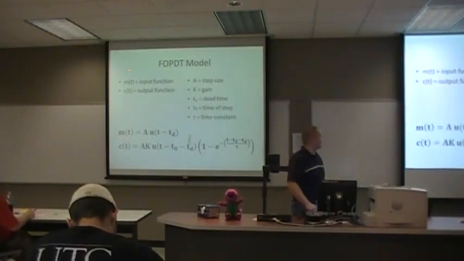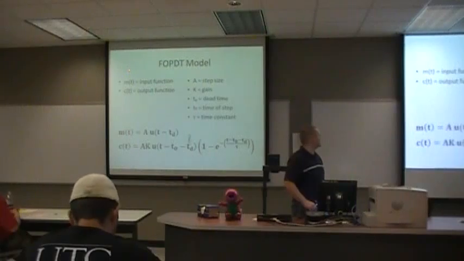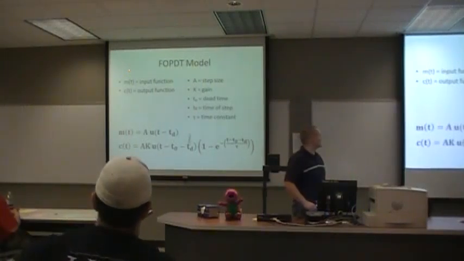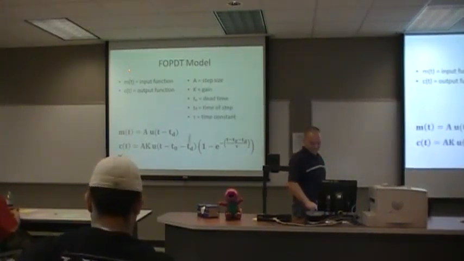These are our first order plus dead time equations. Our input function, output: A is step size, K is gain, T naught is dead time, TD is time of step, tau is time constant.